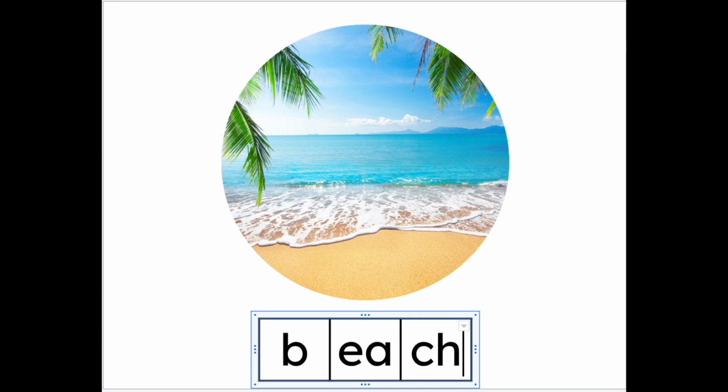That's right, 3 sounds. What is the first sound you hear? B, beach, b. We spell the b sound with the letter B. What's the second sound you hear? E. I already told you we're spelling the long E sound, E-A. What's the last sound you hear in the word beach? Beach, ch. We spell the ch sound with the letters C-H.